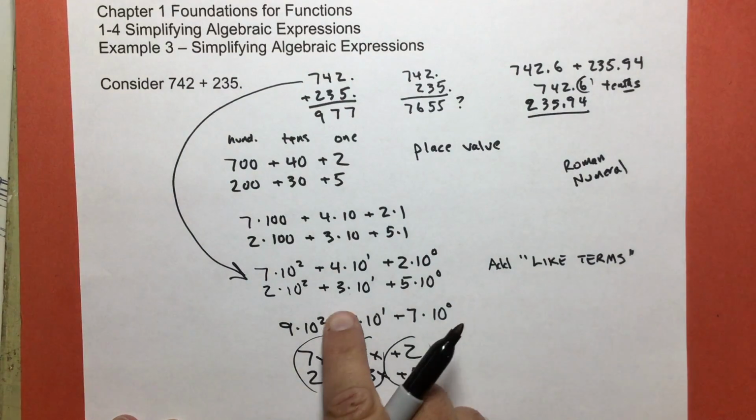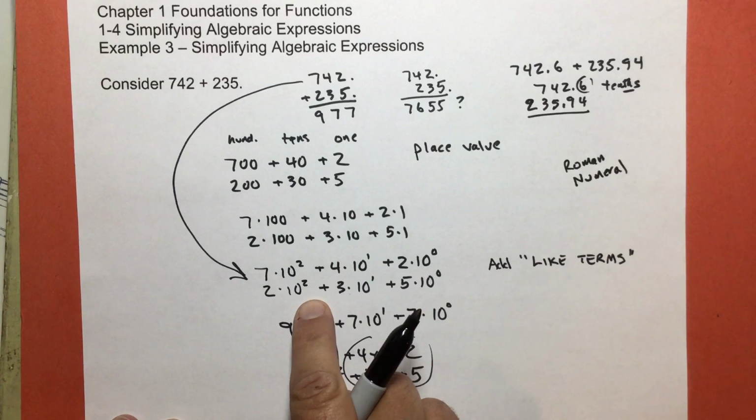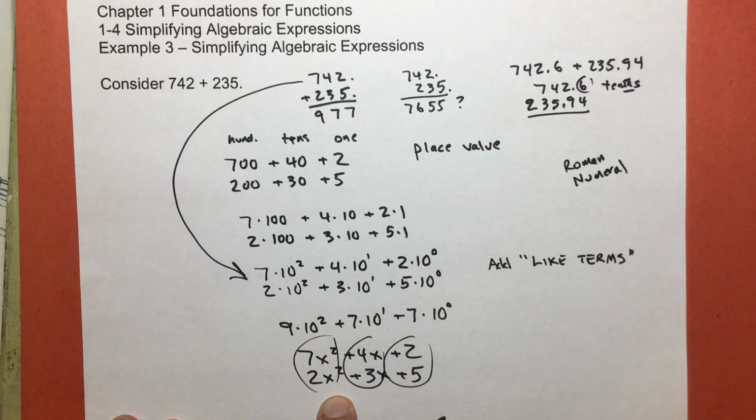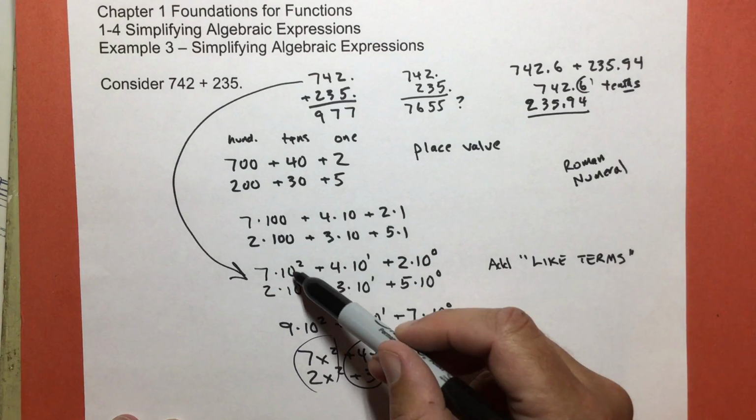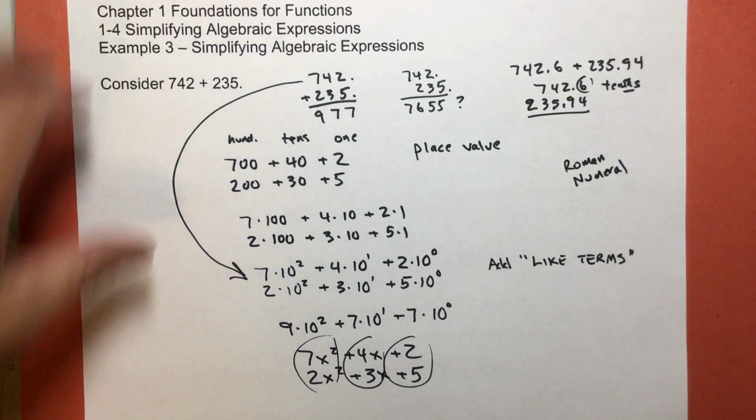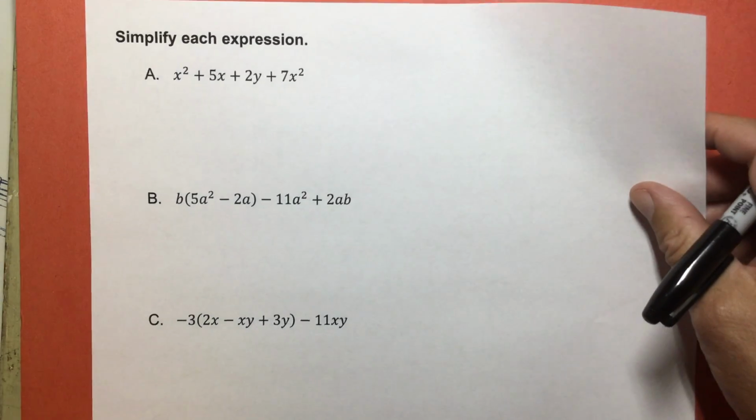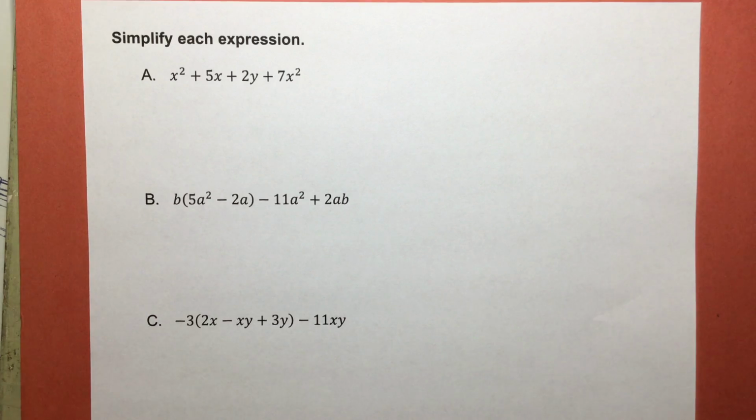So we use a base 10 numbering system, but if you understand that, then I can teach you the algebra that goes behind it. And that's what I mean by like terms. Only add like x squares to x squares, just like I only add 10 squared to 10 squared. Okay. Let's actually do some problems. So look at this.